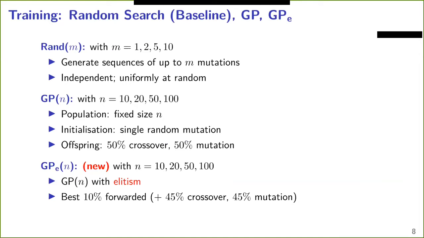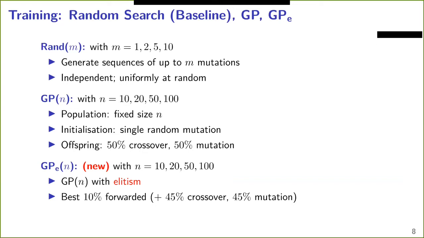So we'll compare 3 types of GI approaches. First, random search as a baseline, then GP and GP with elitism. For random search, we'll generate sequences of up to a single, 2, 5, and 10 mutations. And these sequences will be generated independently and uniformly at random. So round 1 will simply generate single mutations, so solutions very close to the original software, whereas random 10 will be able to generate much more complex software.